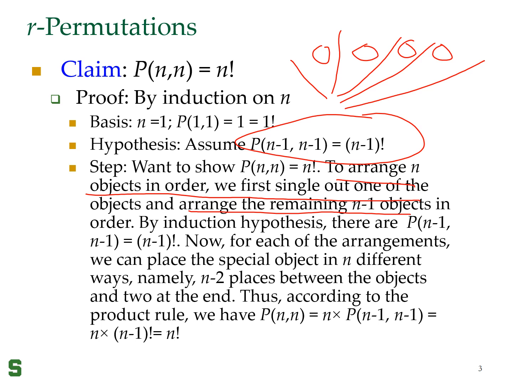So if I had started with n minus 1 objects, then there are n different ways that I can do this. So that means P of n comma n is going to be n times P of n minus 1 comma n minus 1. And by induction, we know that this value is n minus 1 factorial. We plug that in, and that will give us the answer that we want.